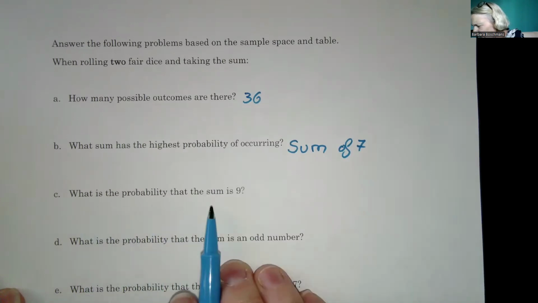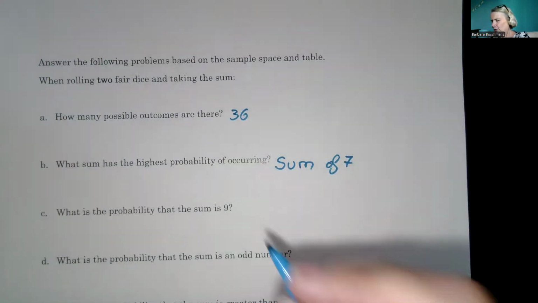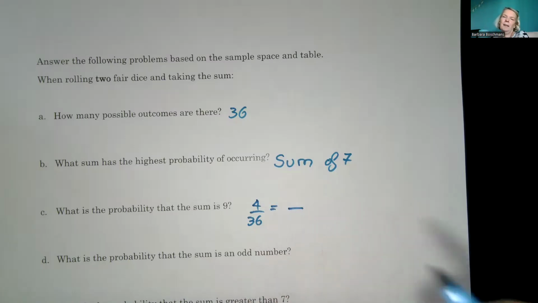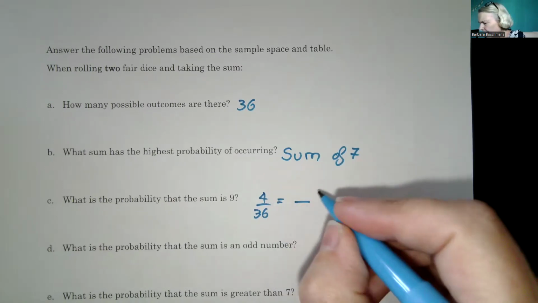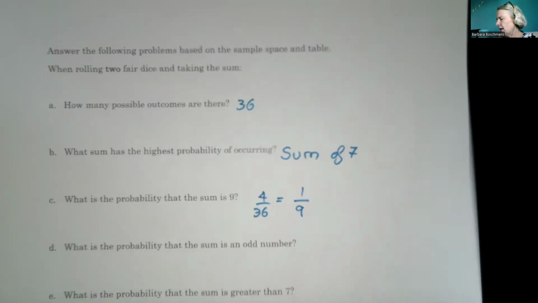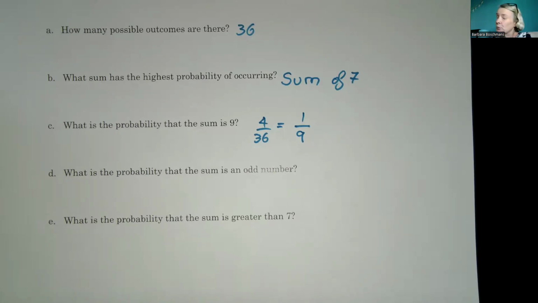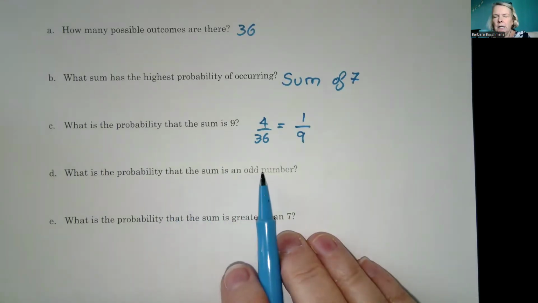What is the probability that the sum is 9? So I'm going to go back to my table because it's based on theoretical probability, and a sum of 9 is 4 out of 36. Now, we know MyLab Math is going to require us to simplify our fractions. So divide top and bottom by 4, you get 1 over 9. When you answer these, answer them as fractions, not as percents. Percents is really what we do when we're trying to compare numbers because we're just better at comparing percents than fractions. What is the probability that the sum is an odd number?